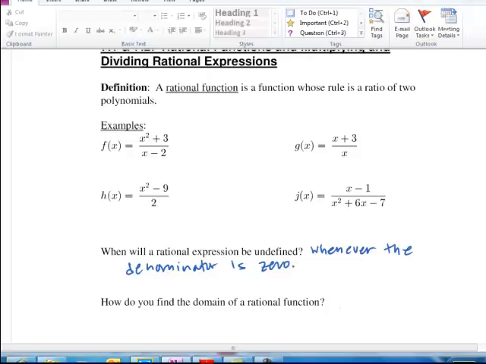So how do you find the domain of a rational function? Well, you'd set the denominator to 0 and exclude the values of x that make the denominator 0.